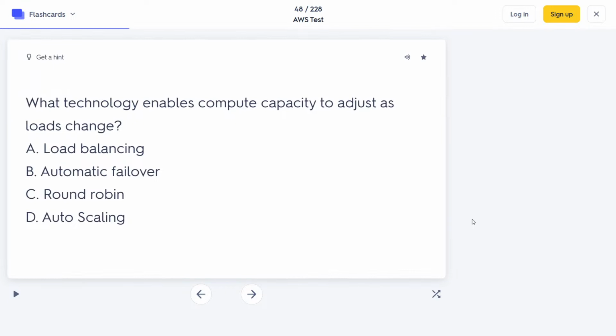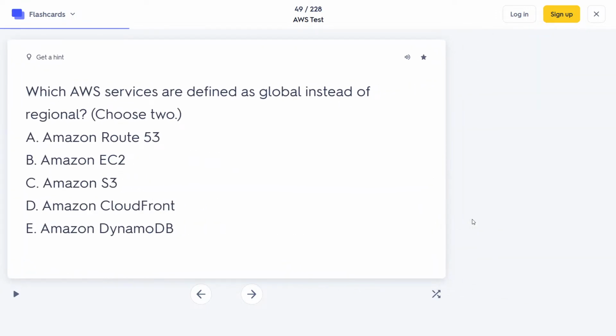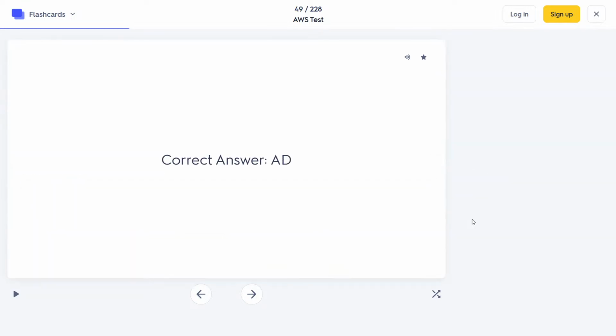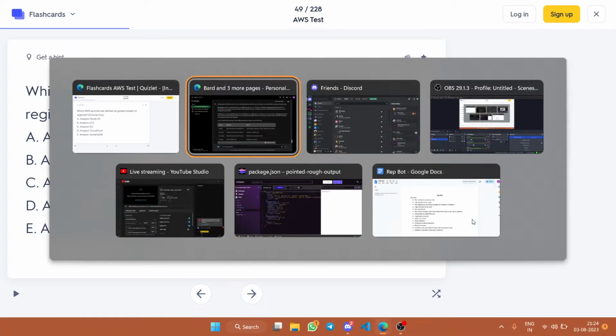What tech enables compute capacity to adjust as the load changes? Auto scaling. Easy. Which AWS services are defined as global instead of regional? Well, Route 53 is like that, because EC2 is regional, S3 is also regional, and DynamoDB is regional. CloudFront. Oh, we have to choose two. Beautiful. Option A and D. Too easy. Why is it so easy?